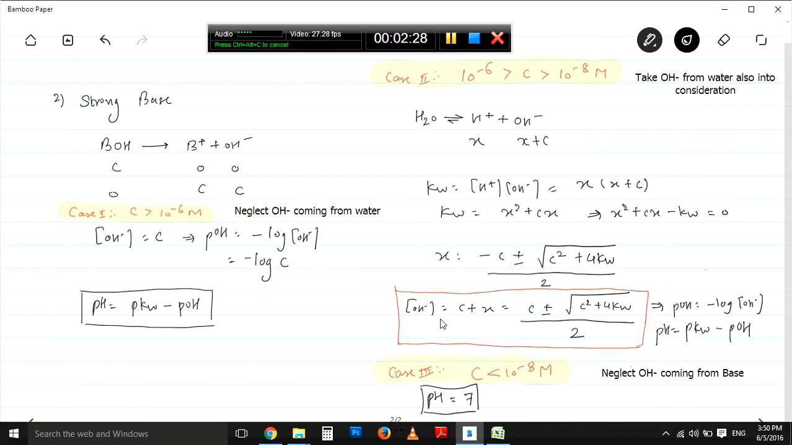So more or less the case of a strong base is similar to the strong acid. The only change that we are observing over here is, rather than H plus we are going to talk about OH minus, and rather than pH we are going to talk about pOH.